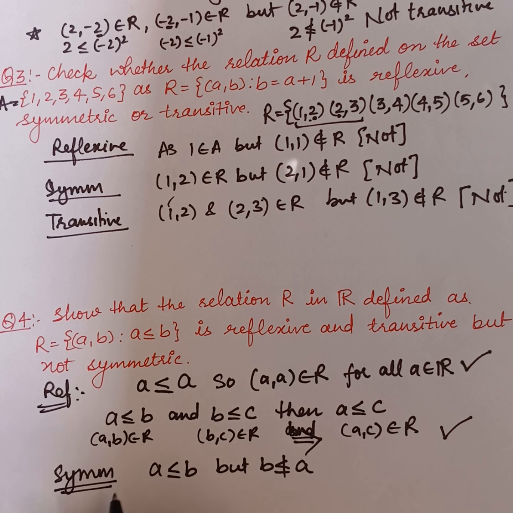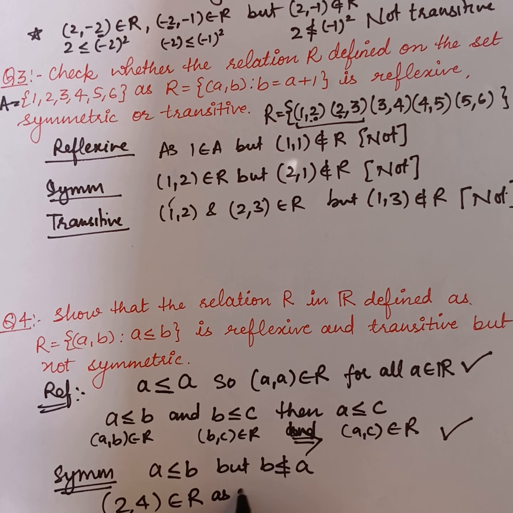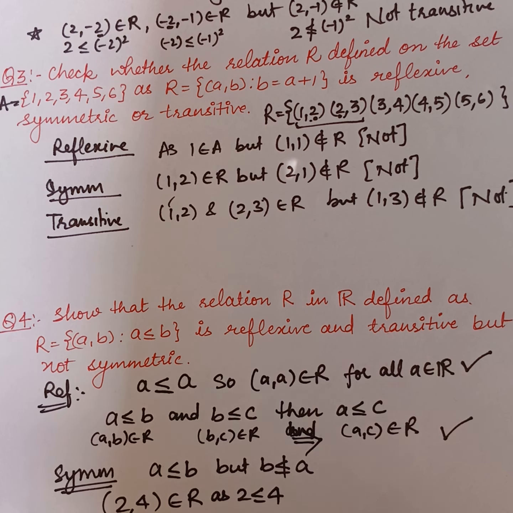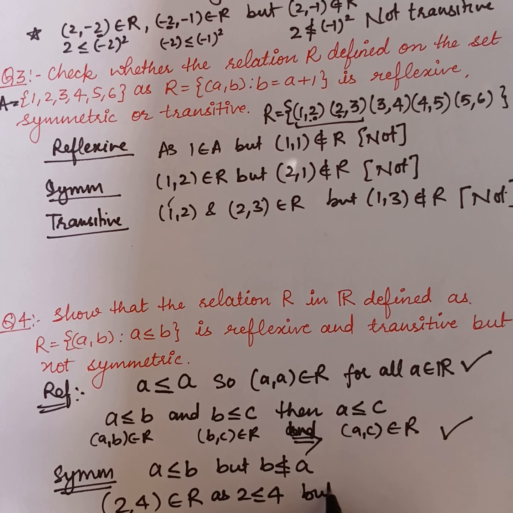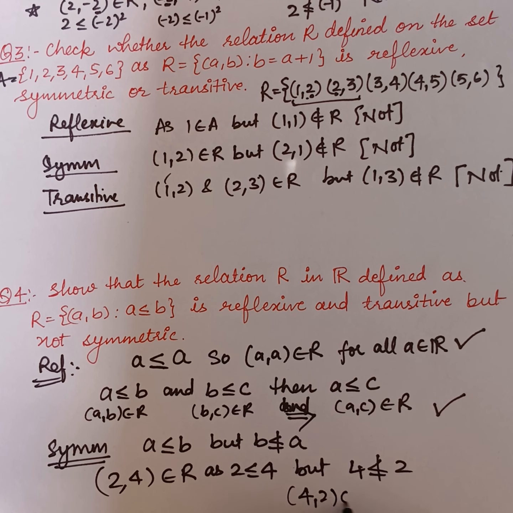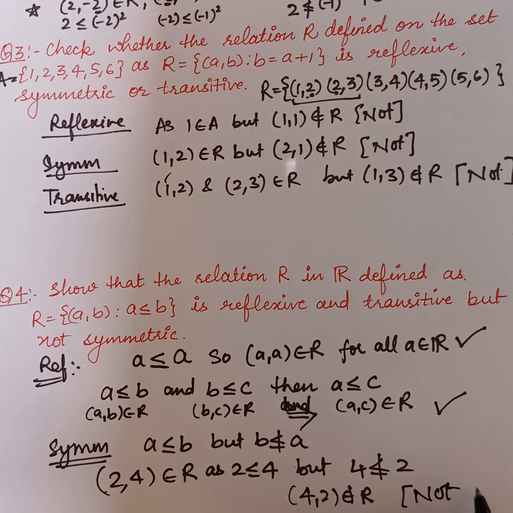Because (2, 4) is definitely belonging to R, as 2 is less than or equal to 4, right? As 2 ≤ 4, so (2, 4) belongs to R. But 4 is not less than or equal to 2, right? So (4, 2) doesn't belong to R. Means (2, 4) belongs to R, but (4, 2) doesn't belong to R. So it is not symmetric.